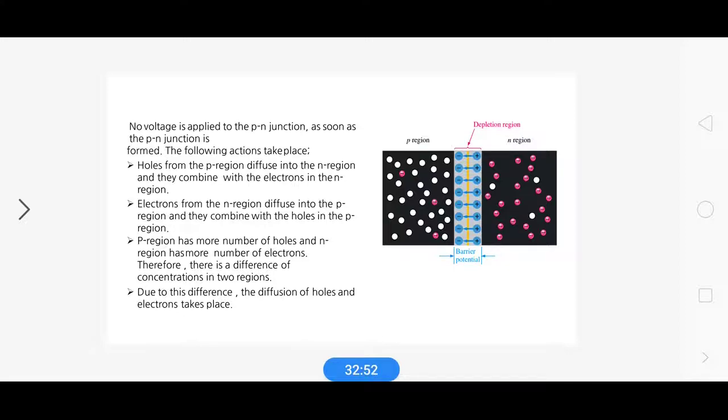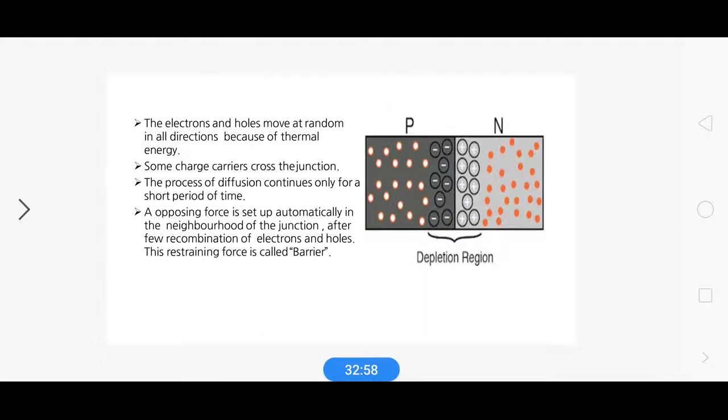And due to the difference in the concentration of the two regions, after a few recombinations at the junction, the immobile ions are created, and if the holes in the P region and electrons in the N region try to cross the junction, they will be repelled by the immobile ions existing across the junction. Means these immobile ions are opposing further recombinations across the junction.